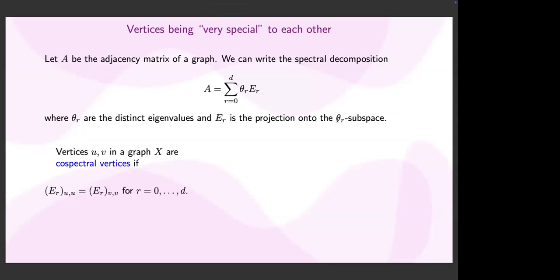Okay, so a concept that existed for a very long time in spectral graph theory is how are two vertices similar to each other? And one of the ways it could be similar is it could be cospectral, which is that if I look at all of these idempotents, I just look at the diagonal entry that corresponds to those vertices. And if this diagonal entry would be the same for all the idempotents, the vertices will be cospectral.